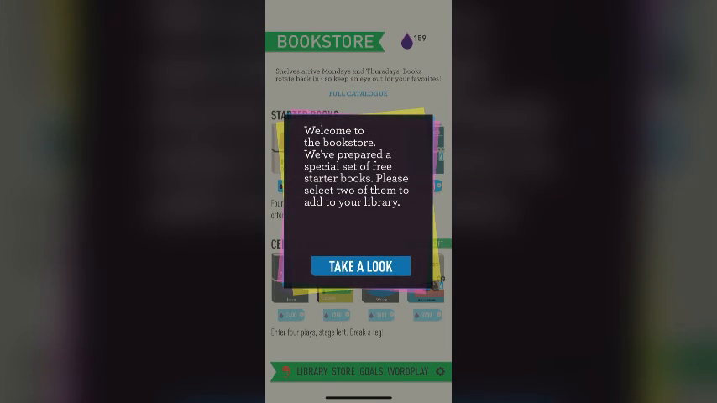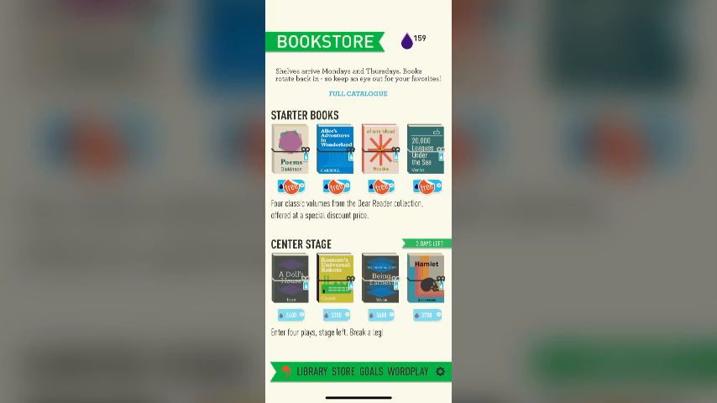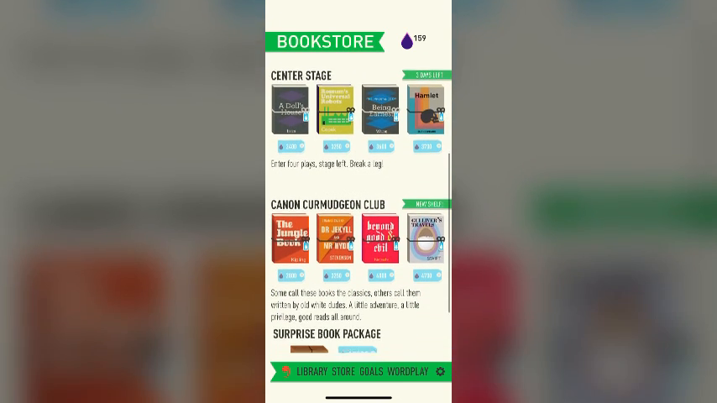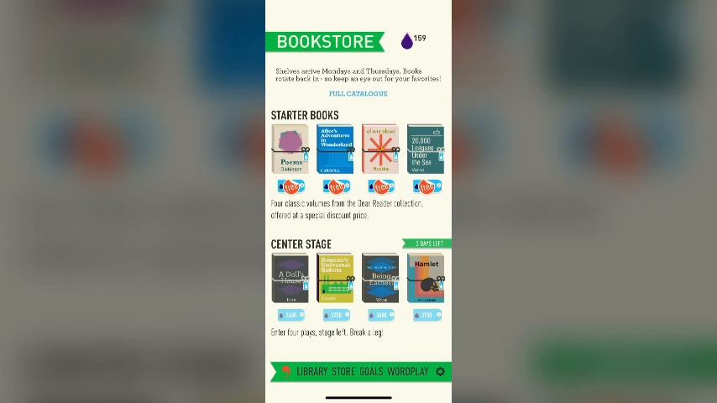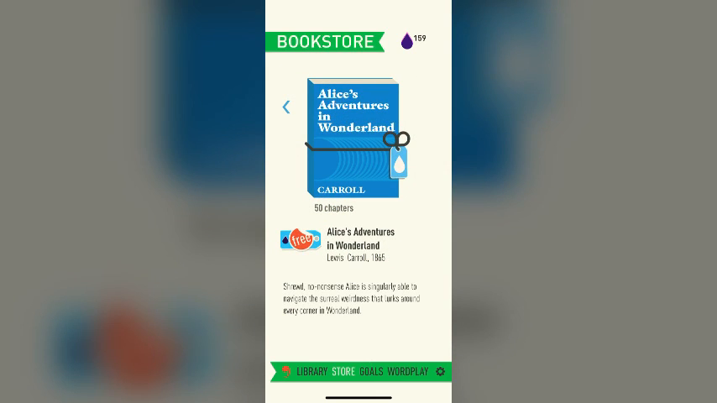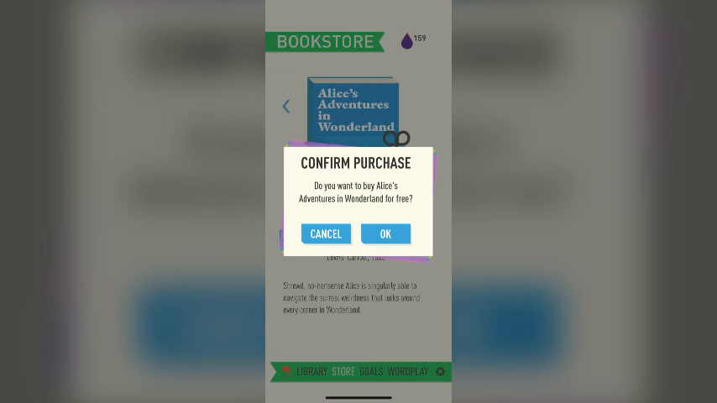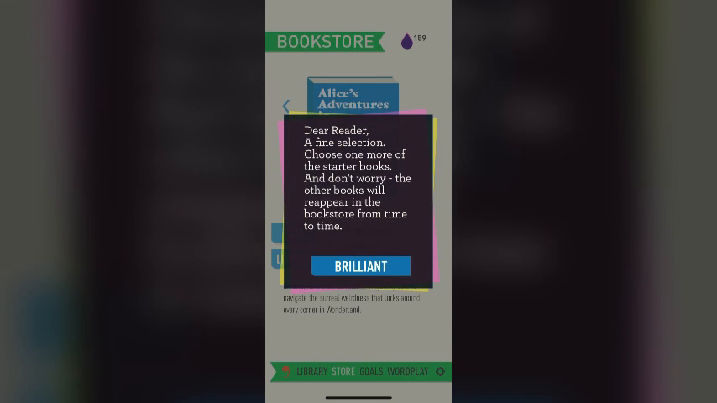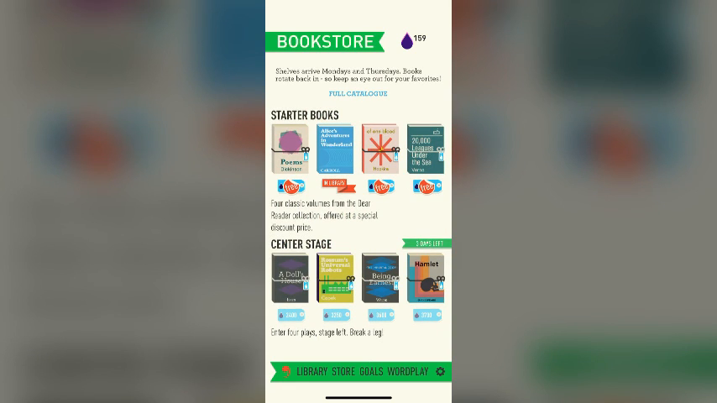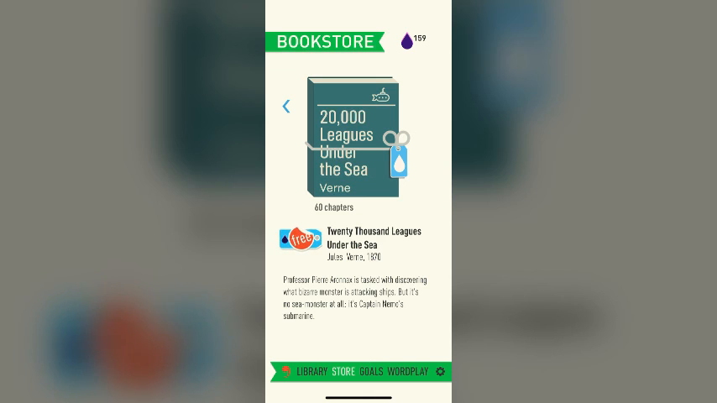Oh, okay, so welcome to the bookstore. Okay, so there are books that I can unlock. But for now, there are some free books. Let me get Alice in Wonderland. Wait, how many did I? So I can pick two, right? We get Alice in Wonderland. Okay. I'll buy it for free. And I'll buy 20,000 Leagues Under the Sea.